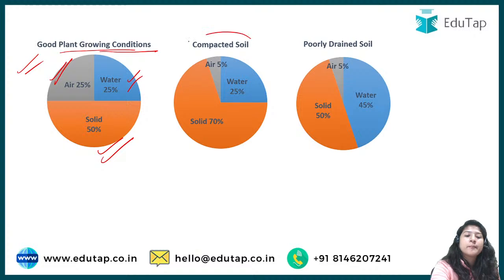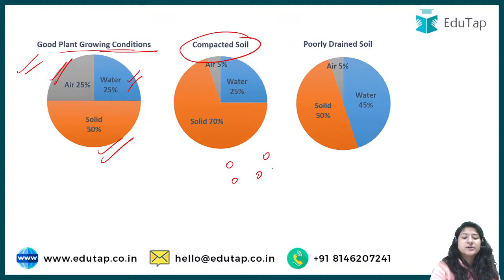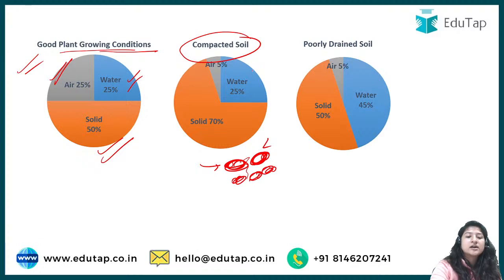But in case of compacted soil, due to some external pressure, what has happened? There are spaces in between the soil particles, right? But due to external pressure, these particles have come together. You can assume they have not become bigger, but they have become closer, and that is why less pore space is left. So this is the case for compacted soil.